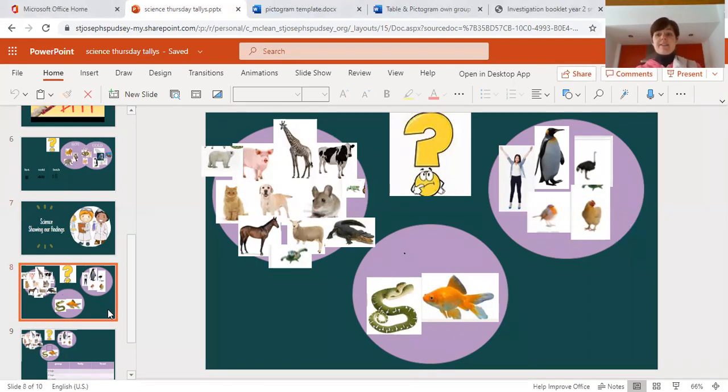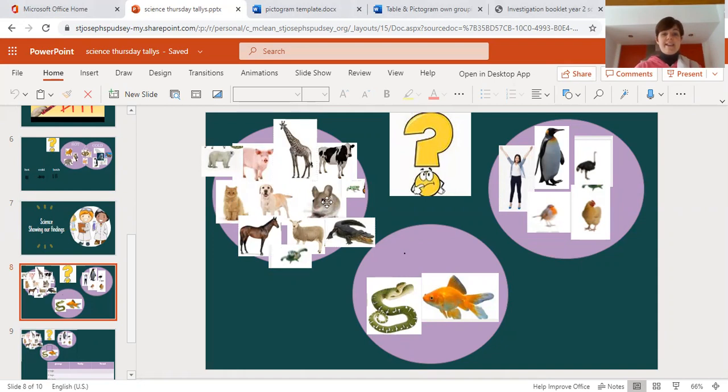Mrs. McLean's groupings. So what I'd like you to do in this moment is pause the video and look at Mrs. McLean's groups and see, can you see how I've grouped them? What did I decide to do? So pause the video and have a look. How's Mrs. McLean grouped the animals? Did you get it? Yeah, I grouped the animals by the number of legs that they have.